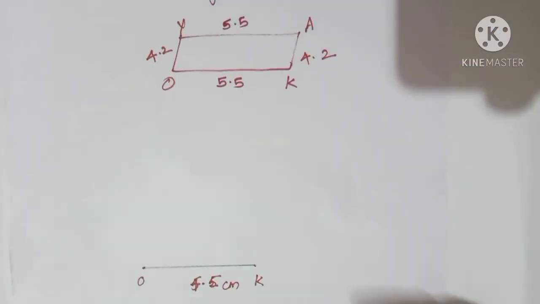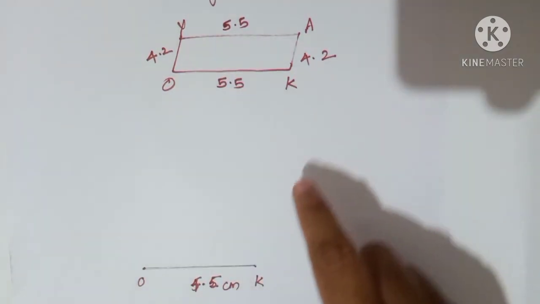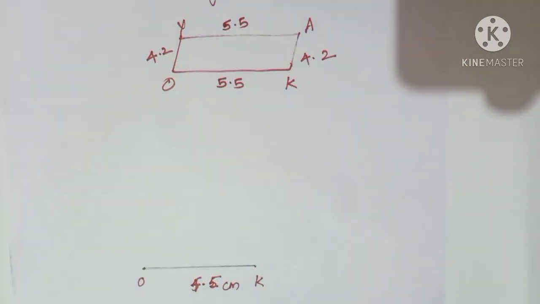So we have constructed a line segment OK of 5.5 centimeter. Next, angle is not given, so we are going to make parallel lines. We all know that for a parallelogram, opposite sides are equal and parallel. Since they did not mention any angles, we are going to construct parallel lines. For constructing parallel lines, we are using the compass here.